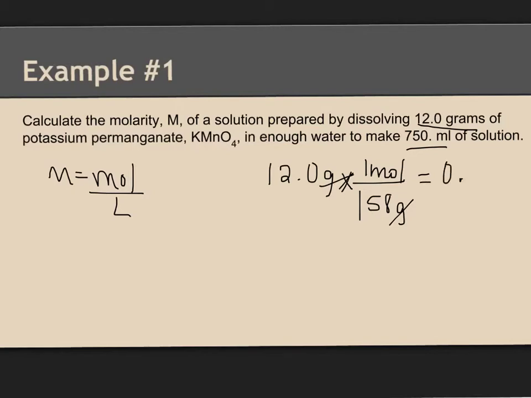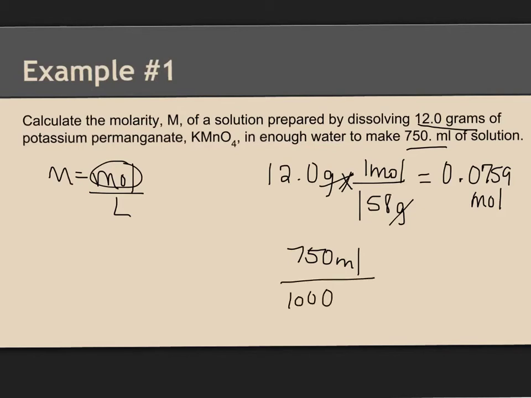And you should get 0.0759 moles, and that's what we're going to plug in here. And then step 2 is just to convert 750 milliliters to liters. Since 1 liter equals 1,000 milliliters, we can just go ahead and divide by 1,000, and you should get 0.750 liters. So we're going to plug both of those numbers into our formula here.